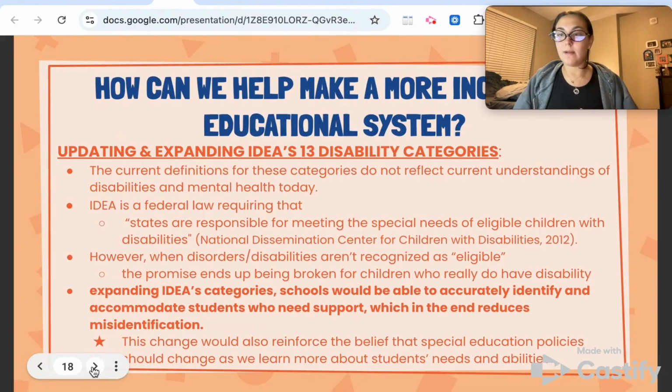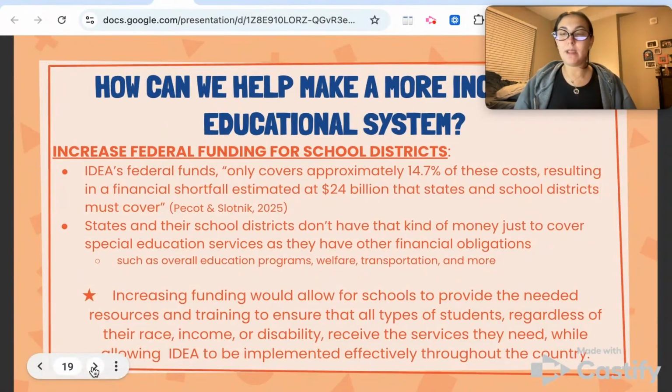So how can we make a more inclusive educational system? Updating and expanding the IDEA's 13 categories would allow schools to accurately identify and accommodate students who need support, which in the end reduces misidentification and recognizes more disabilities as eligible for services. And increasing funding: one of the big problems is not enough federal funding for schools to create these special education services, and the states and their school districts don't have the money to help with that. Increasing the funding will allow schools to provide the needed resources and training to ensure that all types of students, regardless of their race, income, or disability, receive the services they need, while still allowing IDEA to be implemented effectively throughout the country and helping students with disabilities overall.